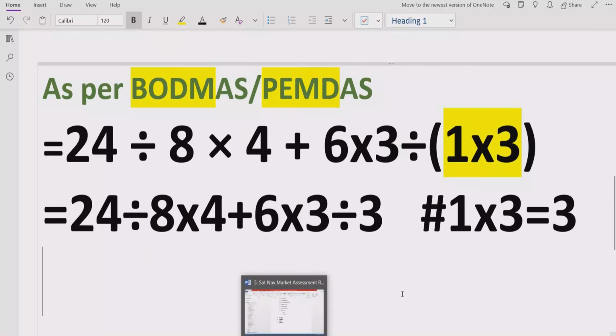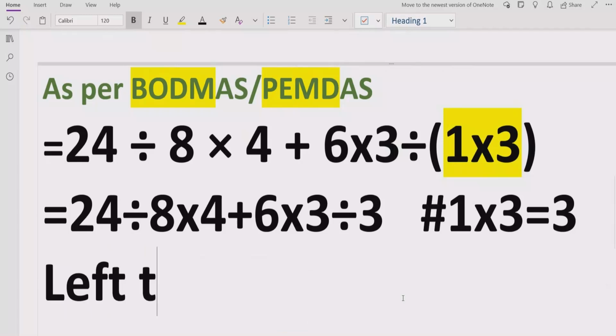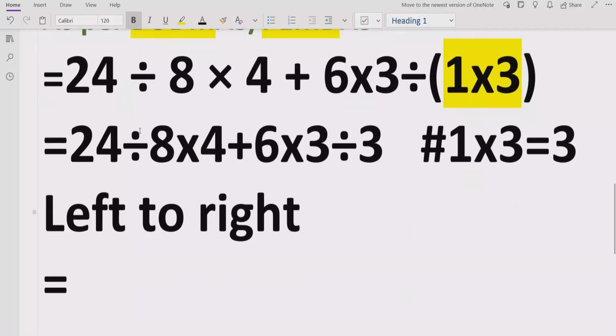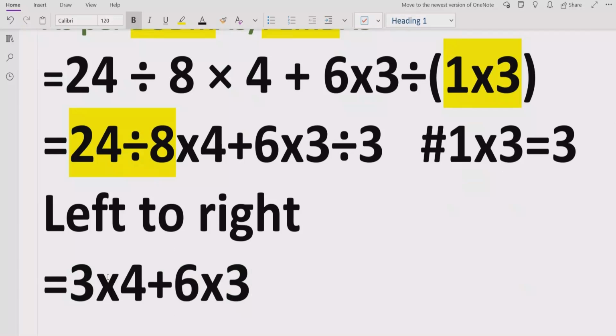The rule is saying you have to go left to right in this expression and find out which is coming first. So now we have 24 divided by 8, which is equal to 3 multiplied by 4, and plus 6 multiplied by 3 and divided by 3. We will write here as it is. And here we have to give the reference 24 divided by 8 equals 3.